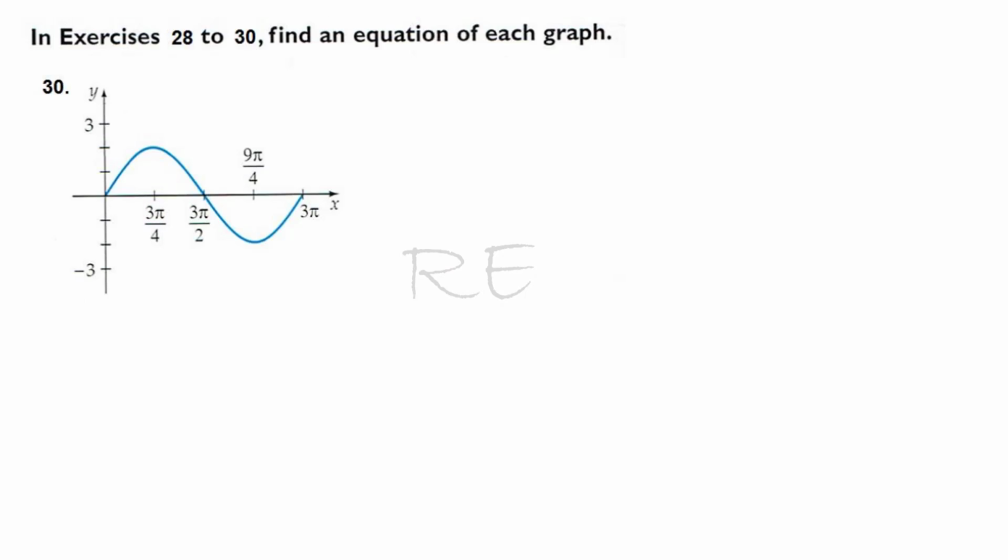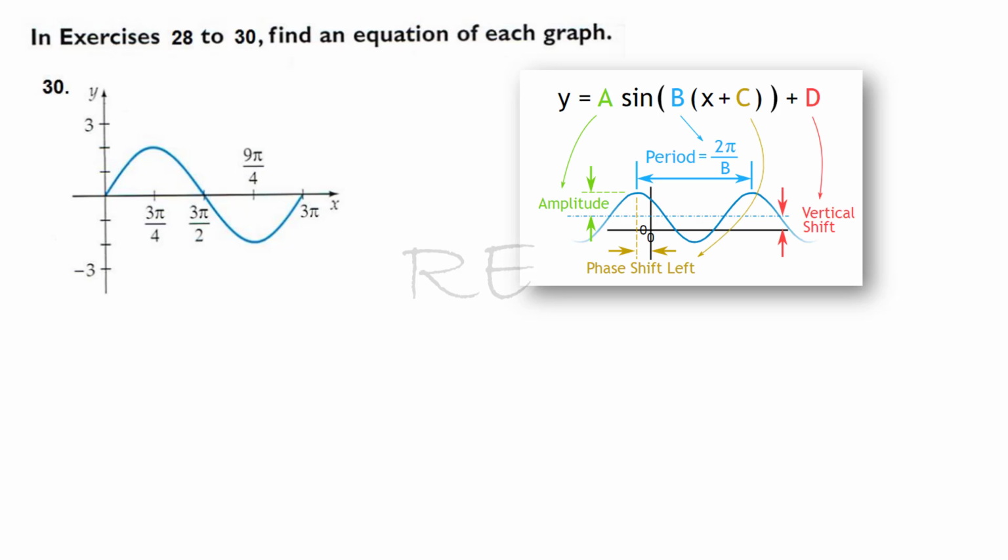For question 30, we're going to follow the same template. Y is equal to a sine b times x plus c plus the vertical shift t, if there is one. So now the amplitude is the distance from 0 to the highest point, and it's 2. This is a generic sine curve.